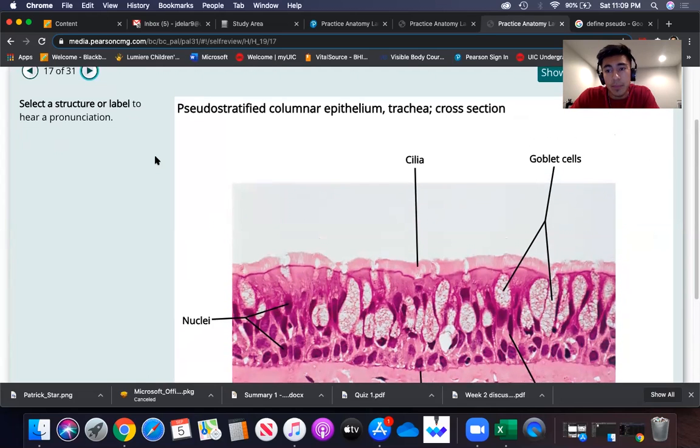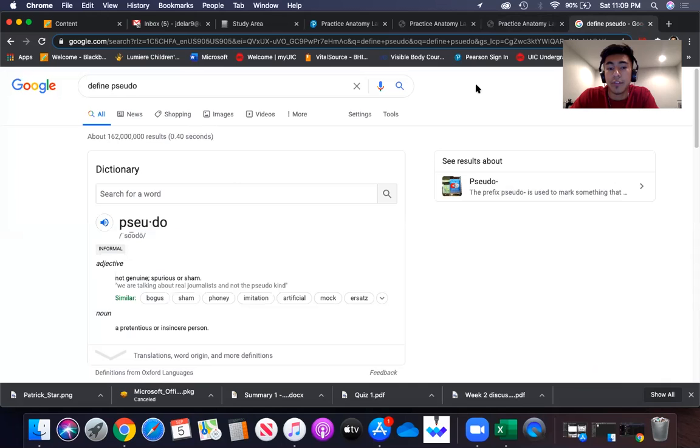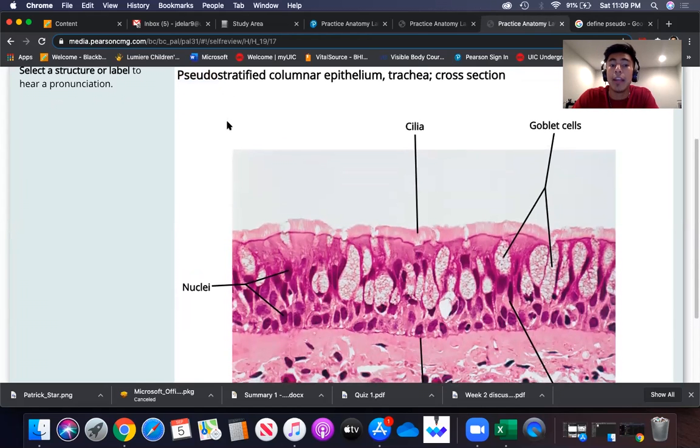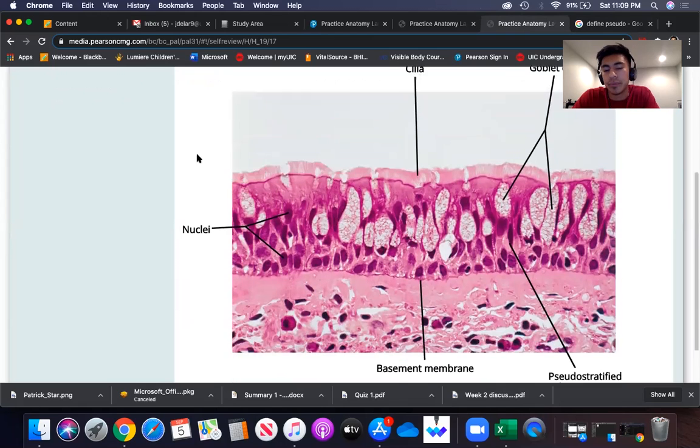Very important first step is to look at this word pseudo. Pseudo is a very interesting word, and I have the Google definition for you right here. Pseudo: not genuine, or very important, a sham. This is a lie. It is not stratified. It appears to be stratified, although it is simple.